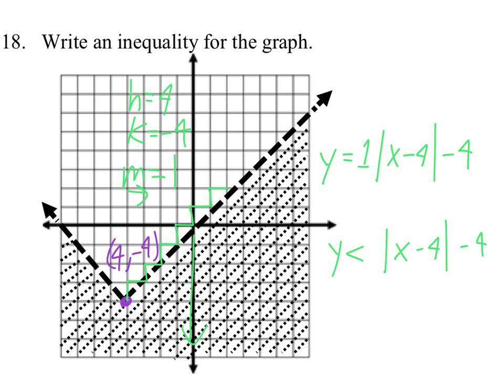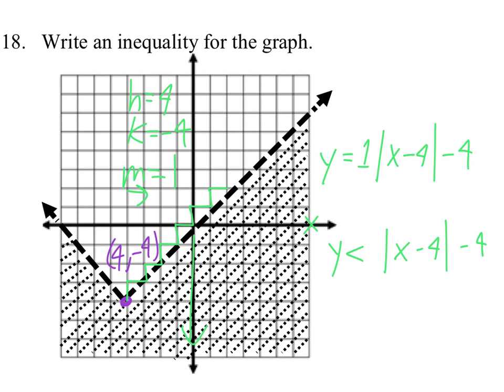Again, you could use a test point. Looks like we would not want to use the origin again because that would be on the dashed line. So maybe something like 10, 0 you could test. Again, that way you can make sure that yes, it is supposed to be y is less than the absolute value of x minus 4 minus 4.